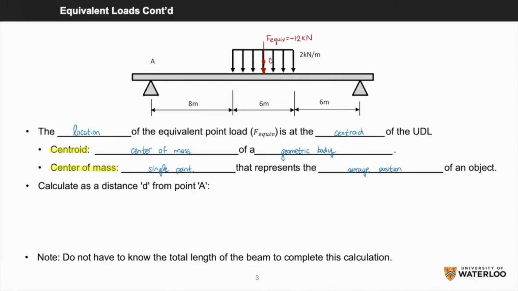We will now calculate where the centroid is as a distance represented by the variable d from the point A in the diagram. For a rectangular load, the centroid is at the exact middle. We need to add together the length of the beam from point A to the left end of the UDL, which is 8 meters, with the distance from the end of the UDL to the middle, which is half of the entire 6 meters. This gives us a final answer of 11 meters. Note from this example that the entire length of the beam is not necessarily needed when completing the calculations.